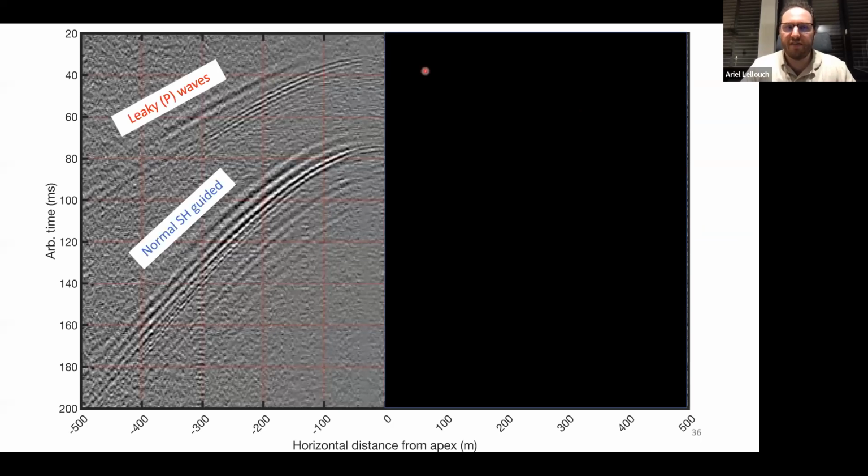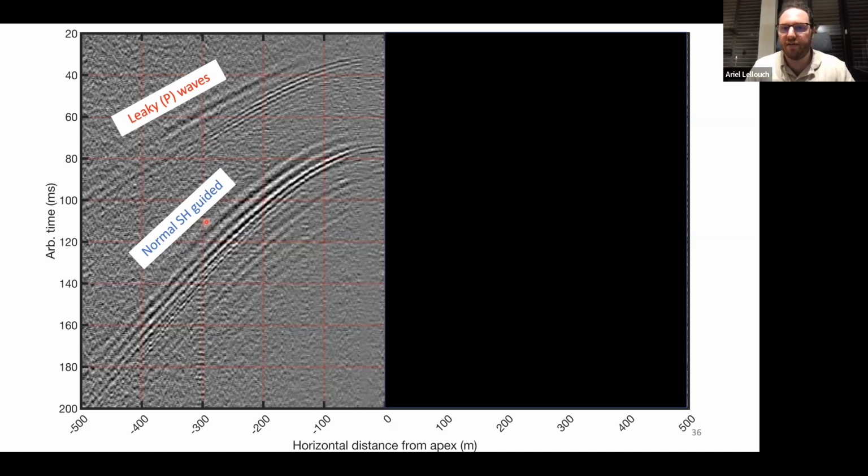So this is what we saw before. This is the undisturbed part of the reservoir. We see these two guided wave modes, the leaky one and the SH normal mode. When we look on the other side, going through the area, we can see something very interesting.